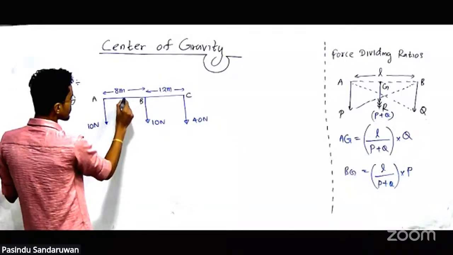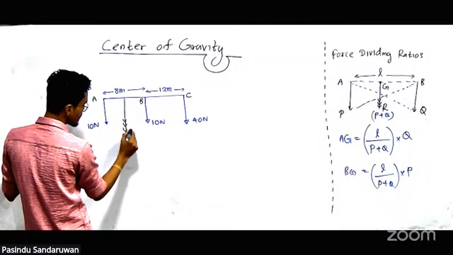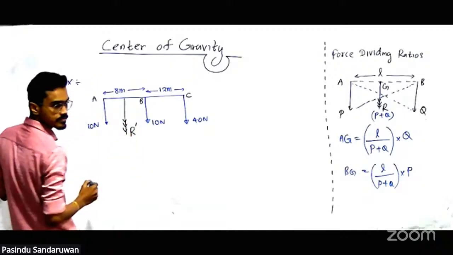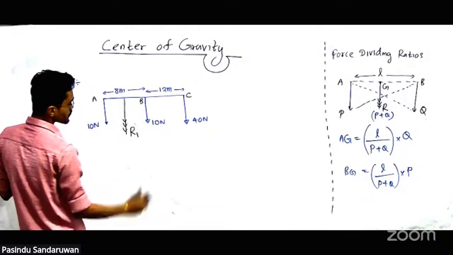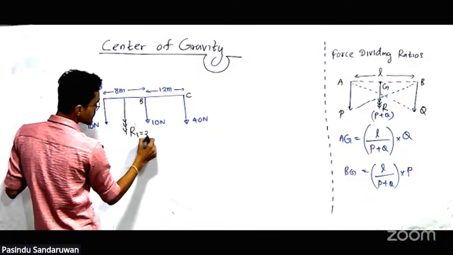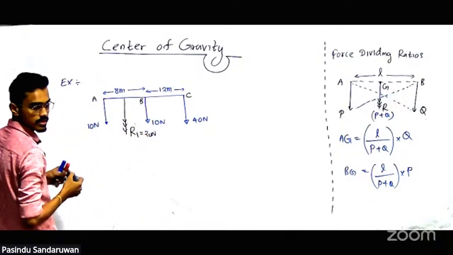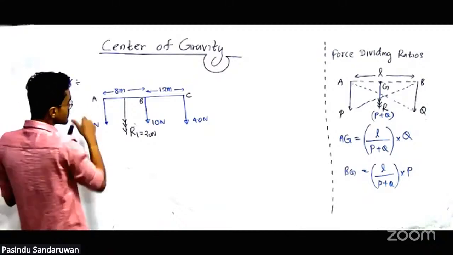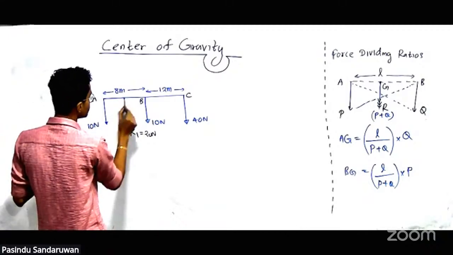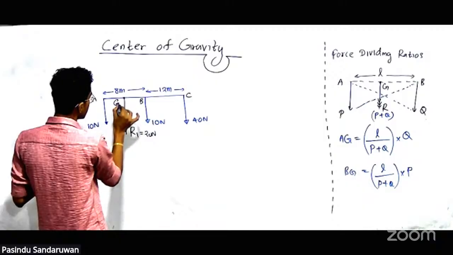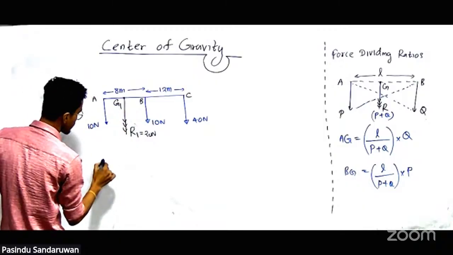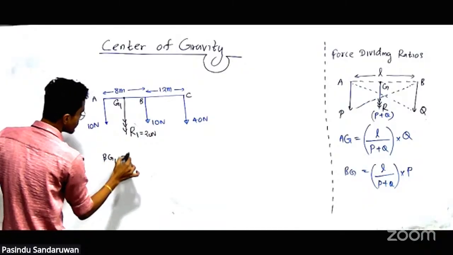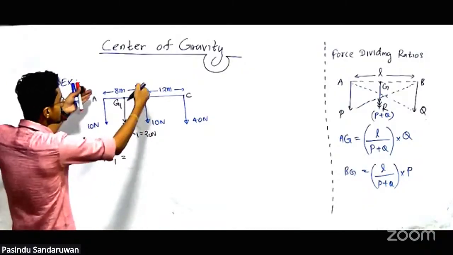So let's say this is not the final resultant. Let's say R1. Then 10 and 10 means that is 20. And if I find the distance to this point, say G1, I can find BG1. If I need BG1, BG1 should be the distance between these two forces.